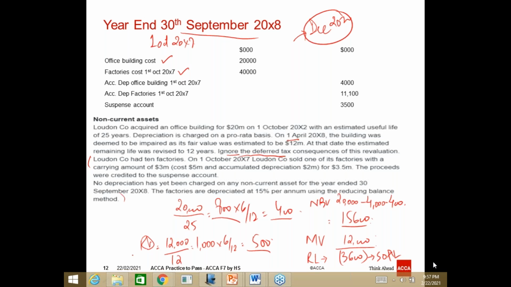So this was the question asked by the examiner in the December 2020 session. In the final accounts, this is one of the adjustments, and I think it's quite easy.